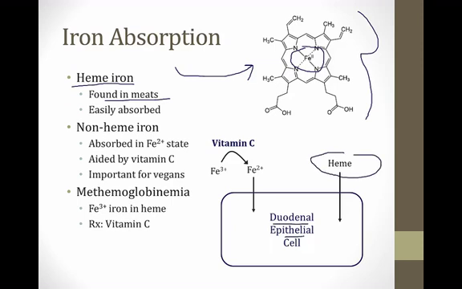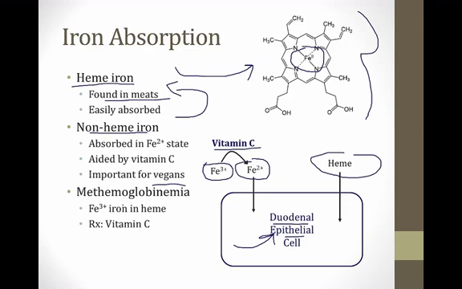The other way you get iron in your diet is as non-heme iron, and this is where you need the help of vitamin C. Lots of the non-heme iron that you consume is in the Fe3+ state, and this cannot be absorbed. Vitamin C converts Fe3+ iron into Fe2+ iron, and that Fe2+ iron can then be absorbed by duodenal epithelial cells. And this is especially important for vegans. They don't consume much meat, so they get very little heme iron, so they need to take enough vitamin C so that they can absorb all the iron in the Fe2+ state.